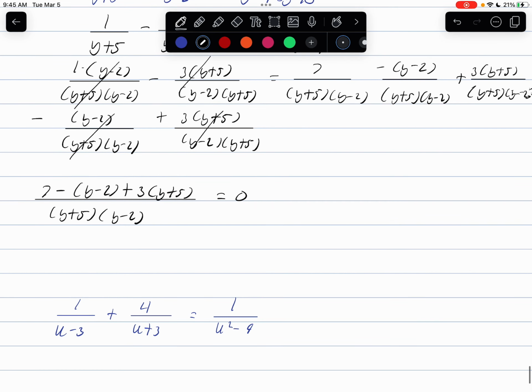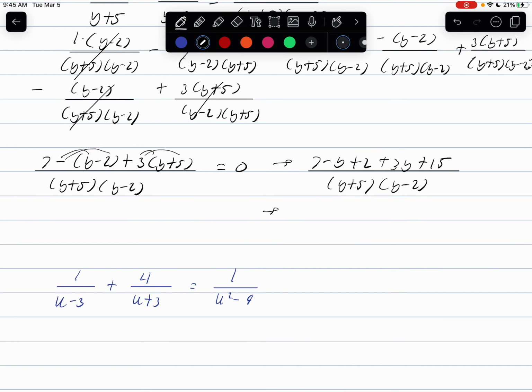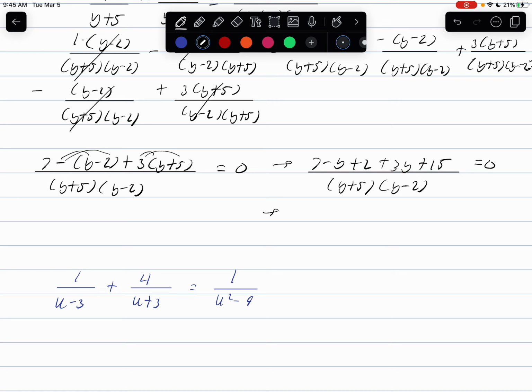Okay, so in this case, let's go ahead and see if we can simplify the numerator. We can have 7 minus y, and if we're distributing this negative here, this will become minus y plus 2. And if we distribute the 3 to the y and the 5, we get plus 3y plus 15, all over y plus 5 times y minus 2. Okay, this is equal to 0.